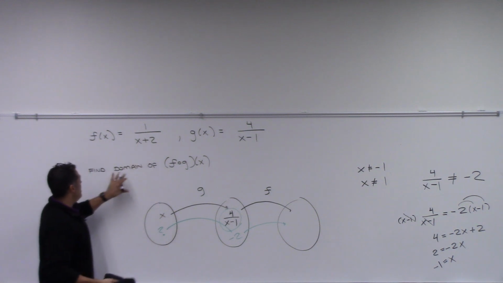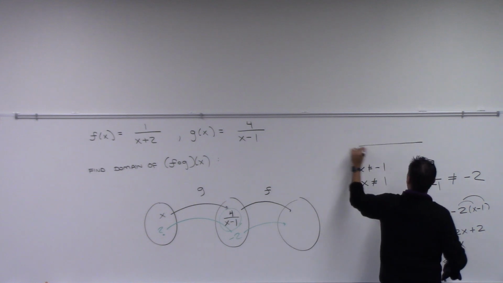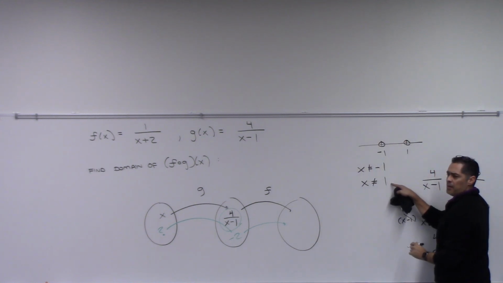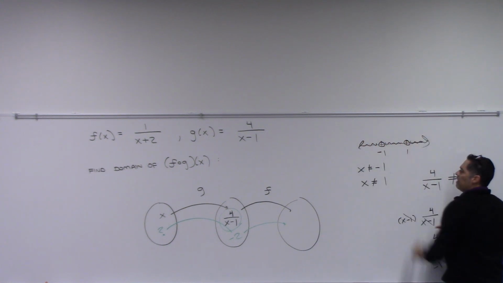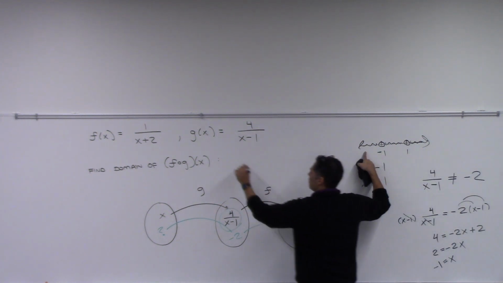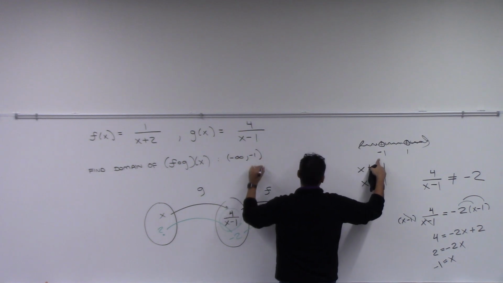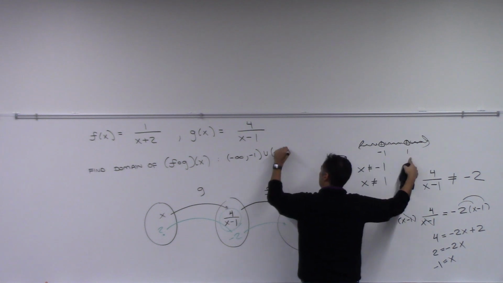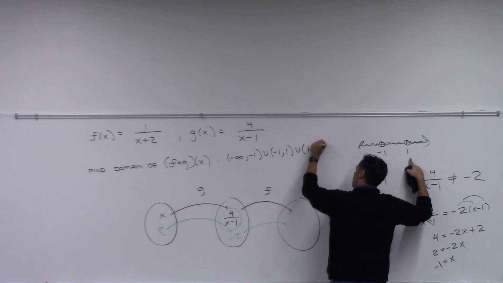So what is the domain? I need to answer this question. What is the domain of this composition? Let's draw a number line real quick. Here's 1. Here's negative 1. I can't have that. I can't have that. These two numbers can't be there, right? And I can have everything over here, everything in between, everything over here. Anything else works. So the domain is negative infinity all the way to negative 1, don't include negative 1, union, everything between negative 1 to positive 1, don't include those, union, everything from 1 on to forever.